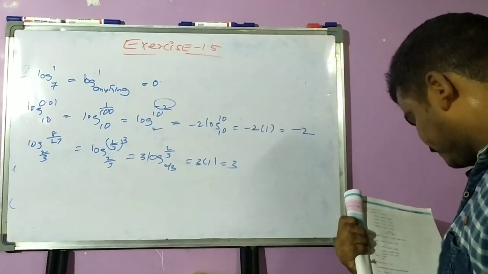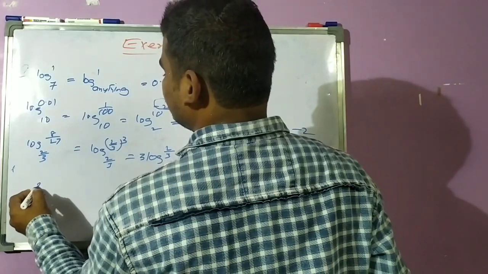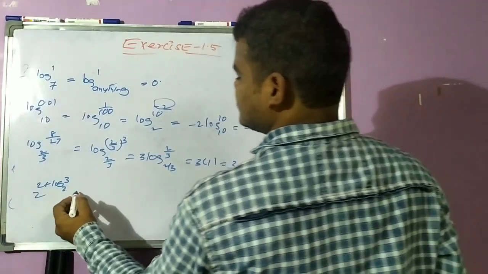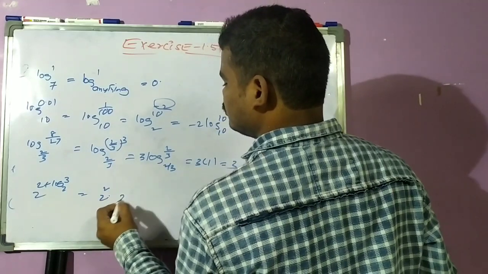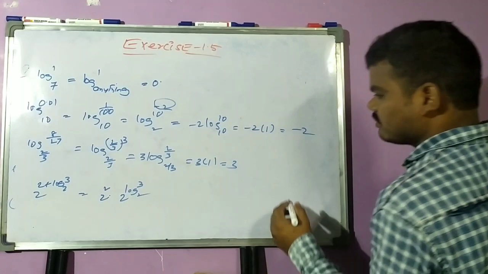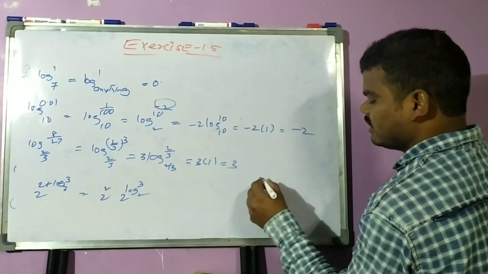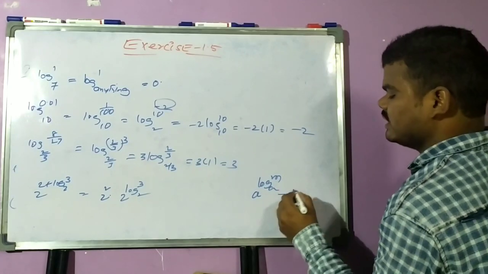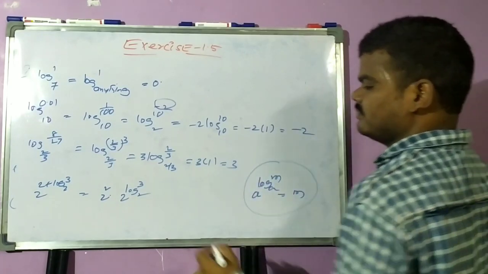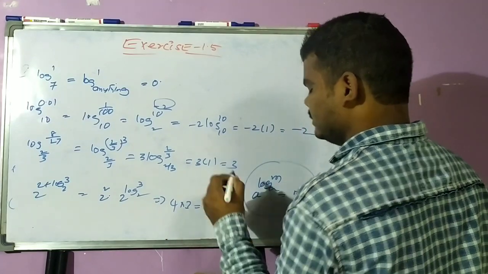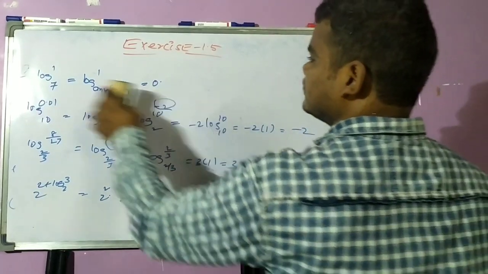Next, 2 to the power of logarithm of 3 to base 2, with 4 as coefficient. This is 2 squared into 2 to the power of logarithm of 3 to base 2. Here the formula is a power logarithm of m to base a. This value is m. This is the standard formula. Therefore, 4 into 3, which gives the value 12. Okay. Next one.